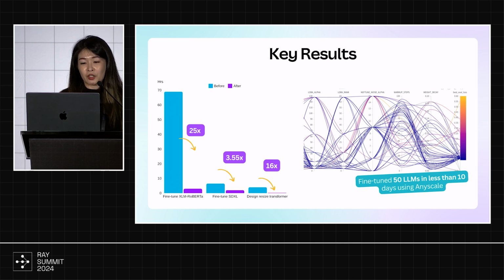And not only were we able to speed up model training, we also saw an uptick in prototyping and experiment turnaround speeds. For example, we were able to fine-tune 50 LLMs in less than 10 days using Anyscale as part of our exploration task to replace a model that we currently use for intent classification.